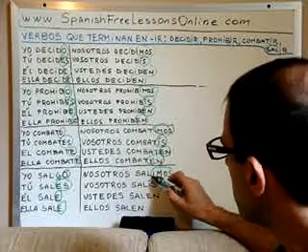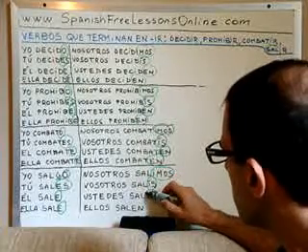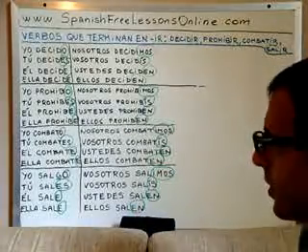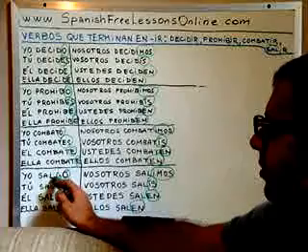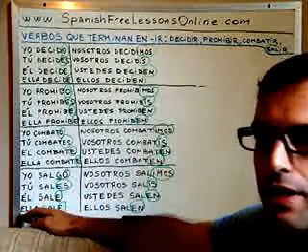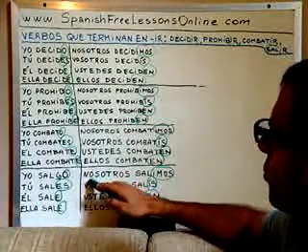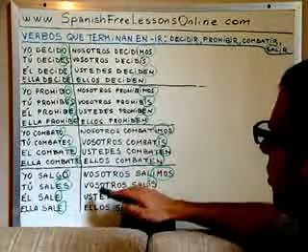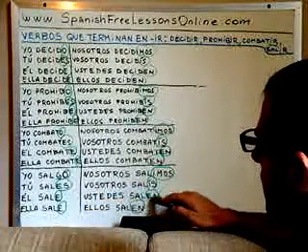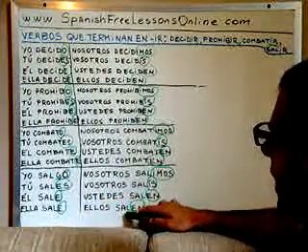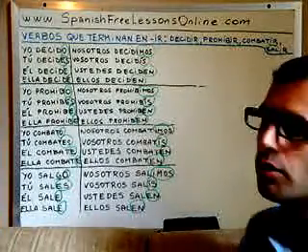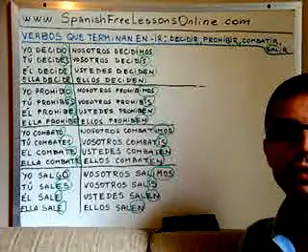Salimos, salís, salen, salen. Okay? Yo salgo, tú sales, él sale, ella sale, nosotros salimos, vosotros salís, ustedes salen, ellos salen. Okay, these are four examples of regular verbs that finish with ir.